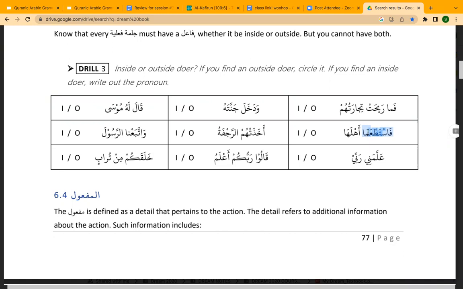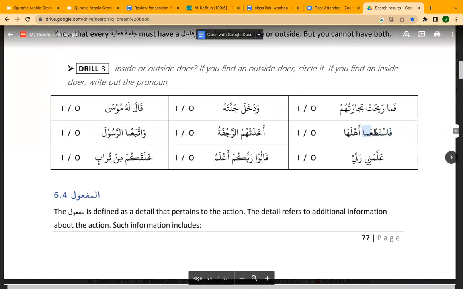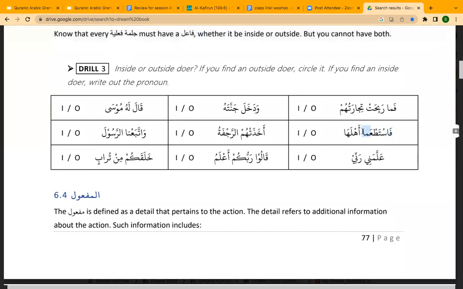Very well done, Sister Roxana. This alif is the doer. Ta, ain, meem are the root letters. Alif is a doer. And what is it telling you? How many people are doing the action? Will you now look for an outside doer? No, because our fail is not in huwa or hiya form. It is in huma form. When it is in huma form, I do not need to look for an outside doer.